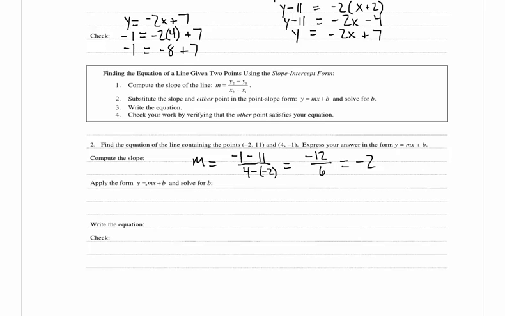And now we're going to apply the form y is equal to mx plus b and solve for b. So we can choose either point. And I'm going to choose the first point, (-2, 11). So I have 11 is equal to -2 times our x, which was -2, plus b. And we have 11 is equal to -2 times -2 is 4 plus b. And now we're going to subtract 4 from both sides. So we have b is equal to 7.